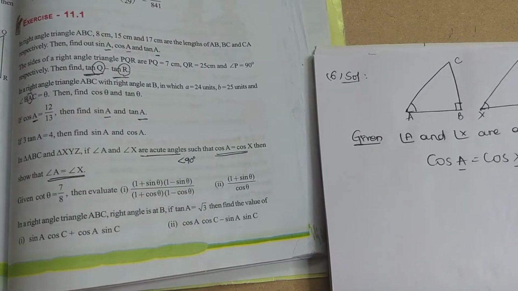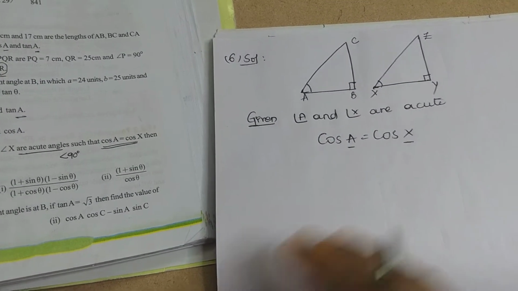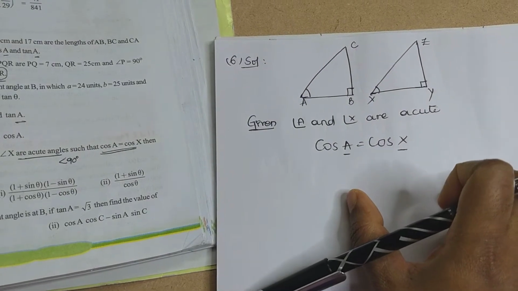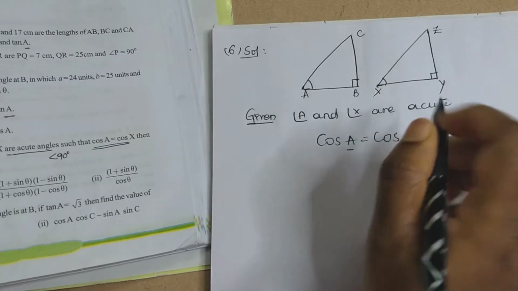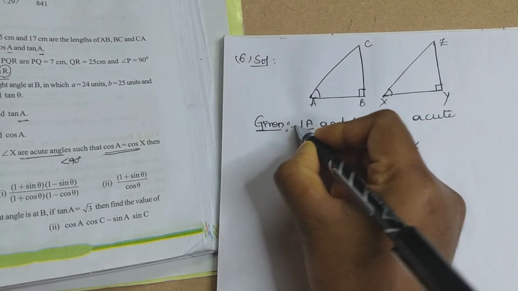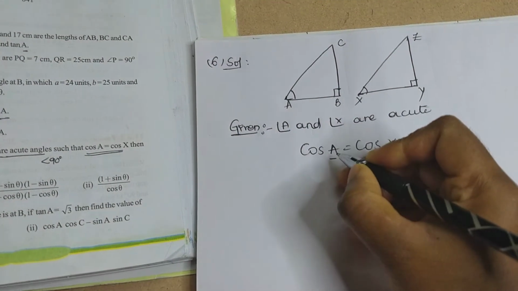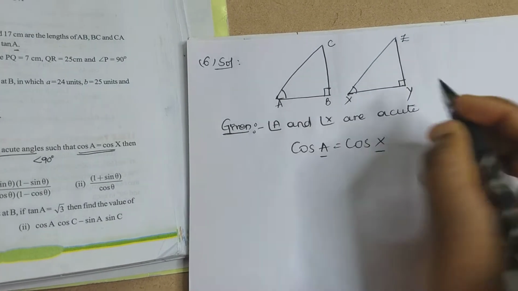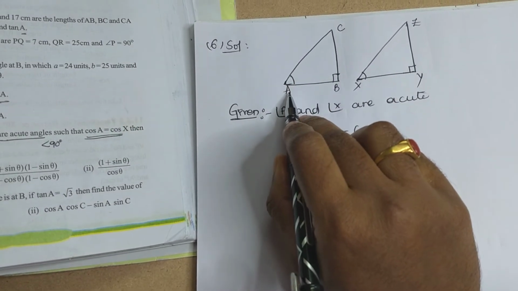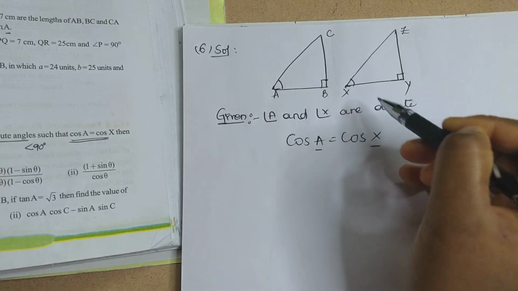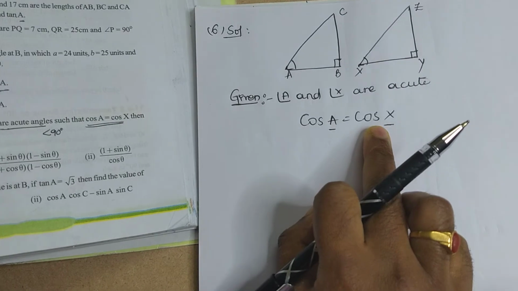So in the solution here I have just drawn two right angle triangles, since I already told you that in trigonometry we will be dealing only with right angle triangles. So here angle A and angle X are acute. This I have written under the given part, and cos A equals cos X. See here, the angles taken as reference are angle A in triangle ABC and angle X in triangle XYZ. So here angle A is to be considered, and here angle X is to be considered, because they are taken as reference in the trigonometric ratios.